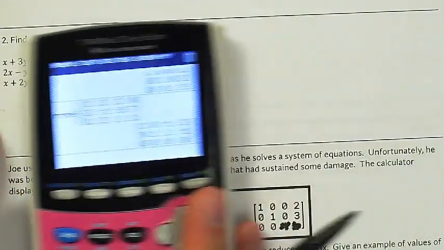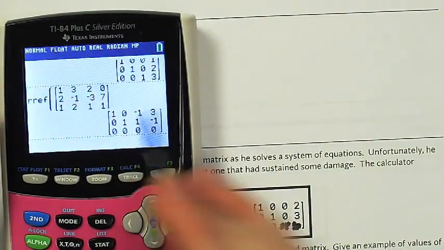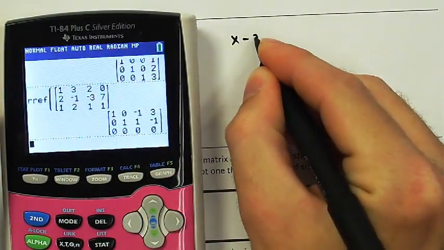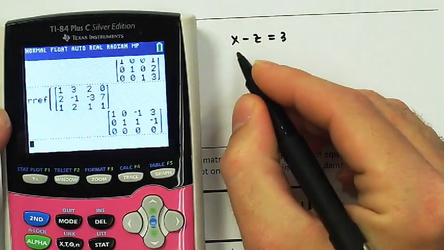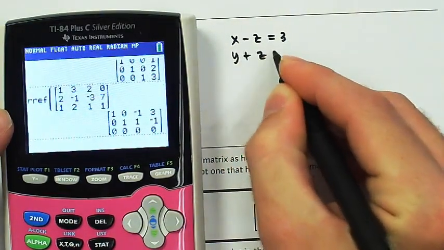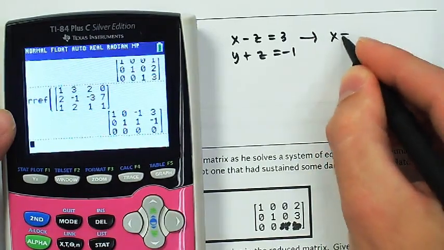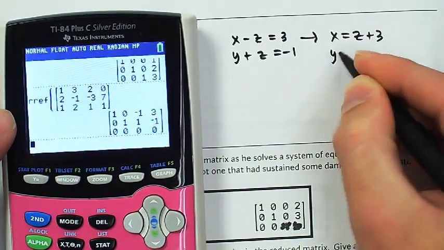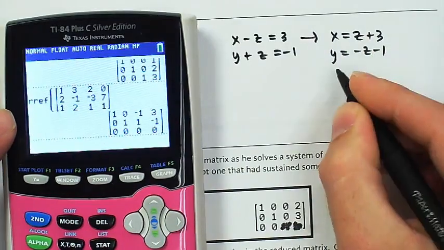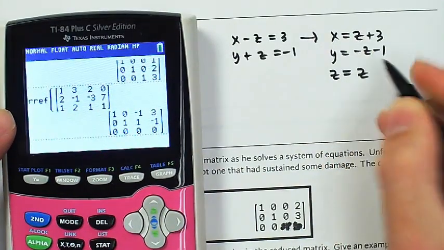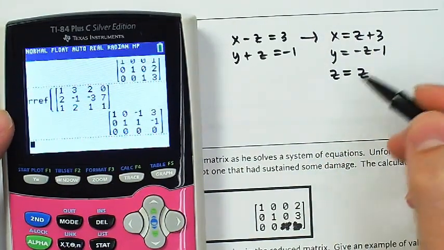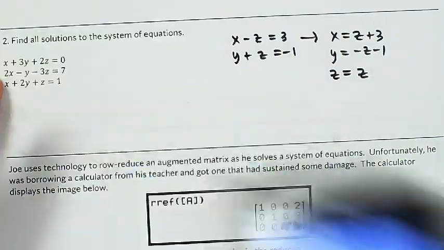If I ask for it to do that, and I see that row of all zeros, that's going to be infinitely many solutions. So I'm going to say 1x minus 1z is equal to 3, and 1y plus 1z equals -1. So that's going to be x equals z plus 3, y equals -z minus 1, and z can be whatever it wants. It's a free variable. And so that's how I'll write my infinitely many solutions.